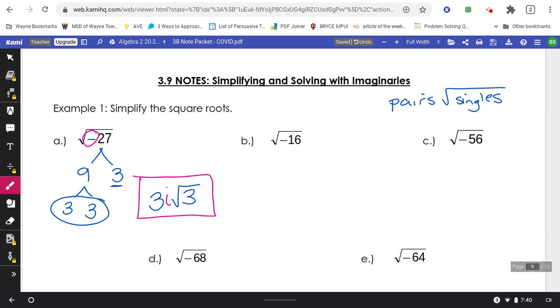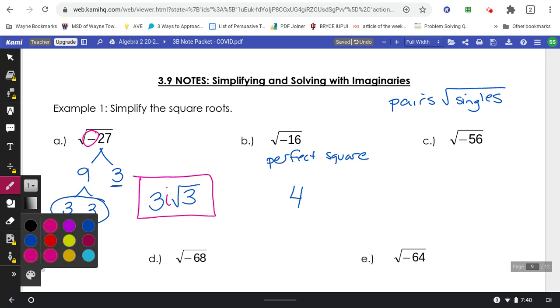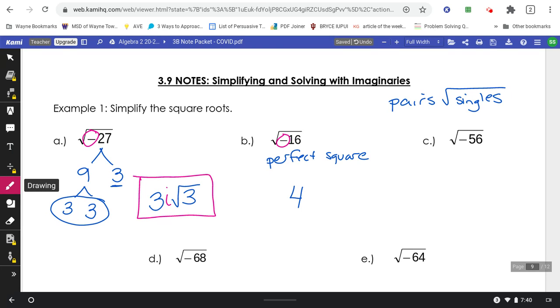For part B, 16 is a perfect square, so we don't have to make a factor tree for this. The square root of 16 is 4, and because I have a negative right here, I'm going to put an i. 4i.